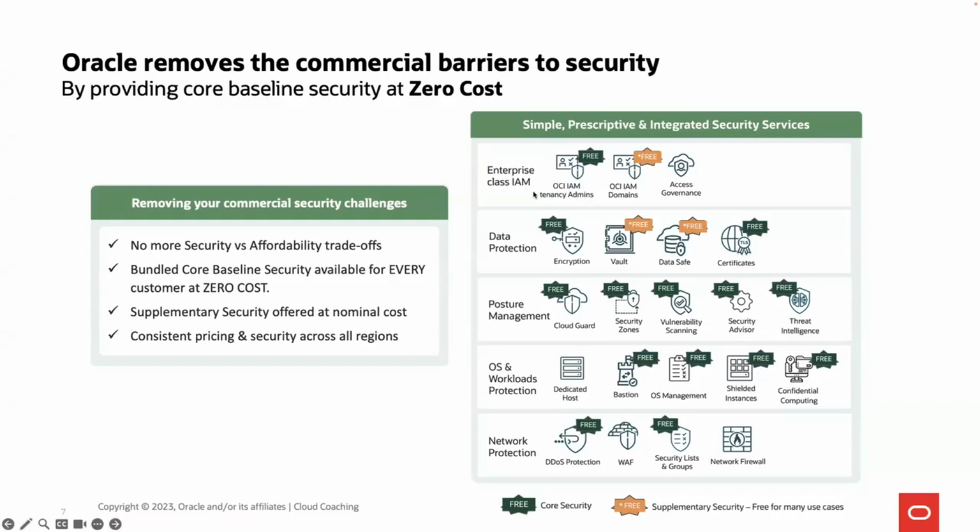Of course, we start with the enterprise class IAM. Every OCI tenancy has an IAM module, because you need to manage your users and your policies for permissions, and make sure that nobody can work unexpectedly. In addition, we provide data protection through encryption, which is available for free.